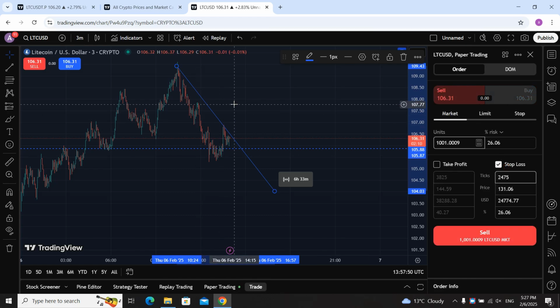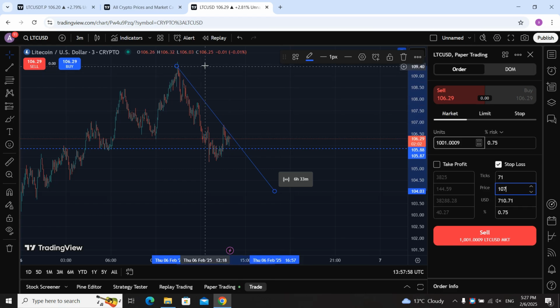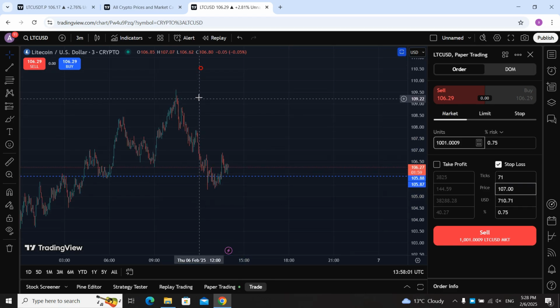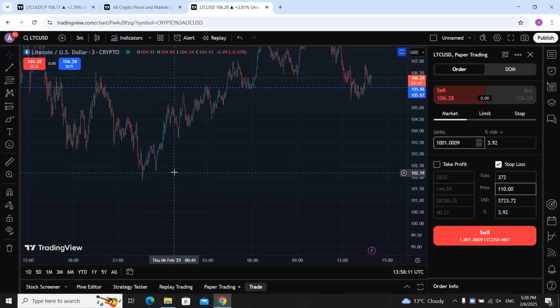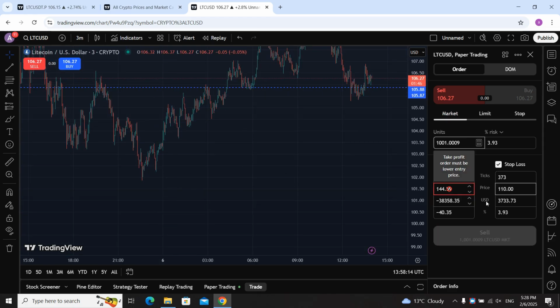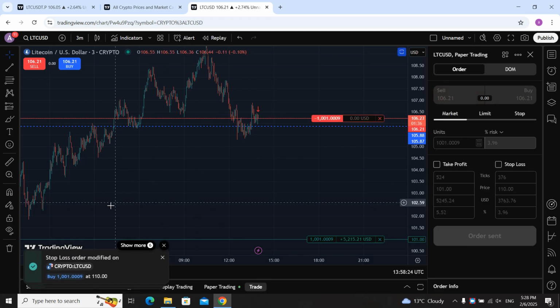We make a stop loss here, 107, and okay, 107. No, we put it at 110. We are going to go all in, and we are not going to take profit until here, 101. We are going to take profit here. Okay, let's start the trade. Okay, the order has been created.